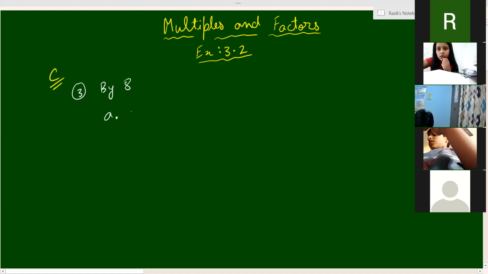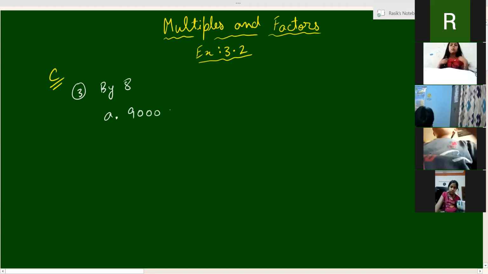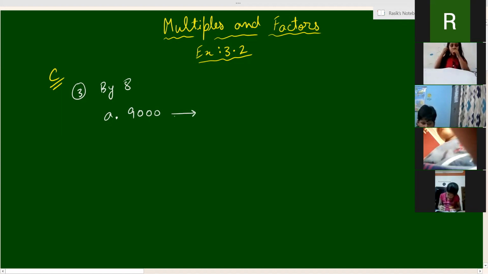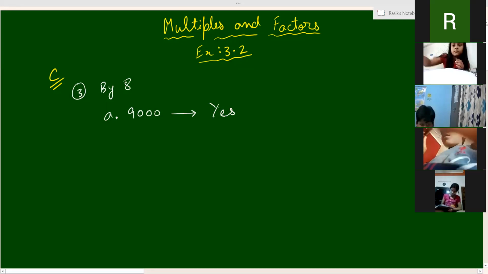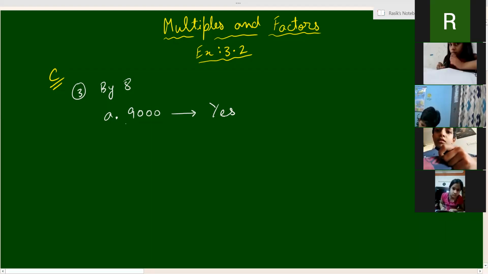9000 is the number. Now there is a trick. Whenever the last three digits of a number are zero, then the number is definitely divisible by 8. Say yes without any second thought. What will the answer be? Yes. So whenever you see the last three digits of a number as zero, you can say that the number is divisible by 8.